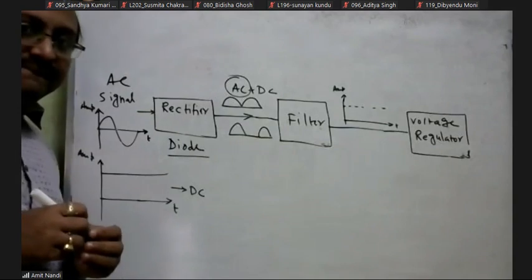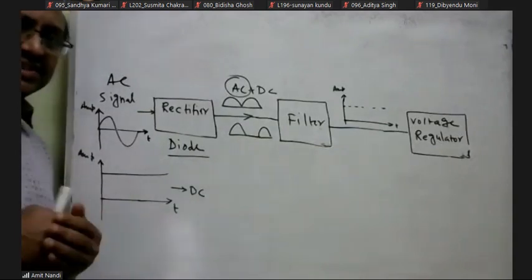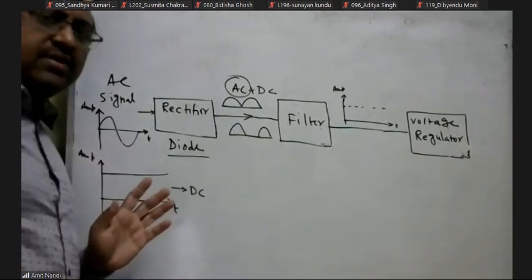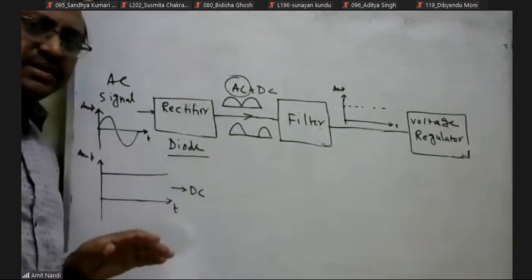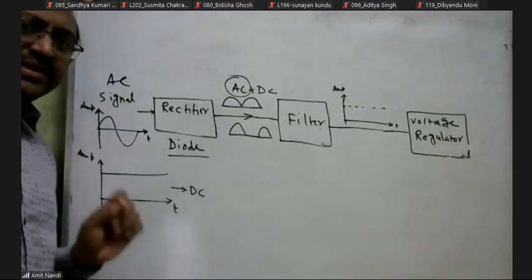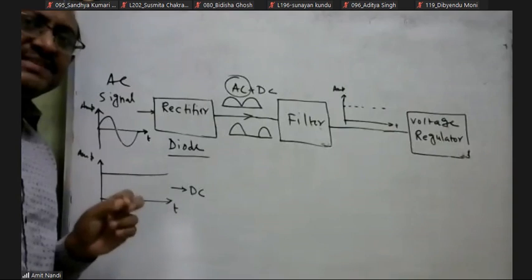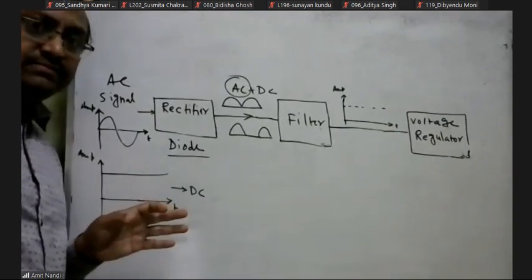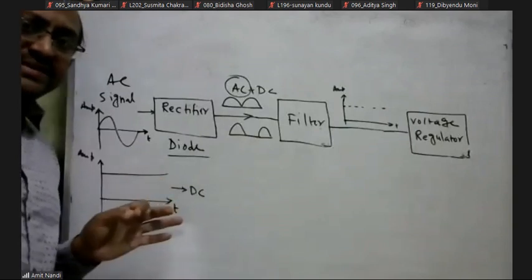We can use a transistor. Transistor, obviously, can be used for voltage regulation purposes, but that is not the basic component. A basic or essential component means one that is required to build up this circuit.